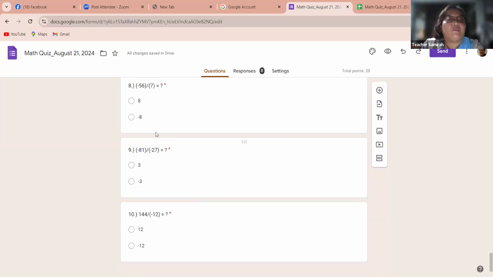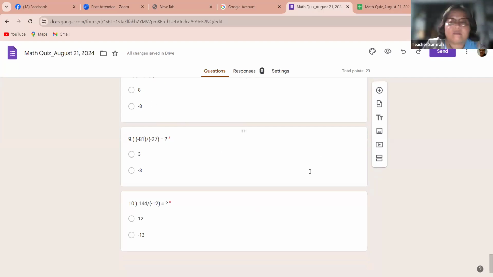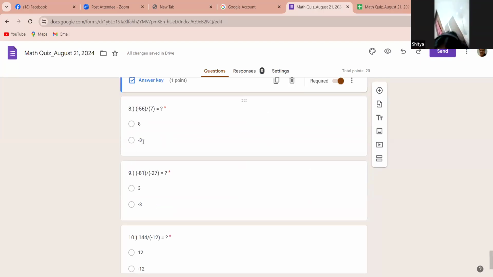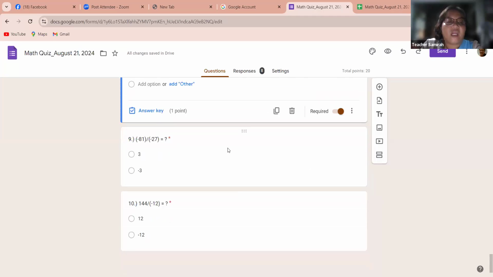Okay, next, number 8. Negative 56 divided by 7. Will it be positive 8 or negative 8? Negative 8. Very good. Number 9. Negative 81 divided by negative 27.